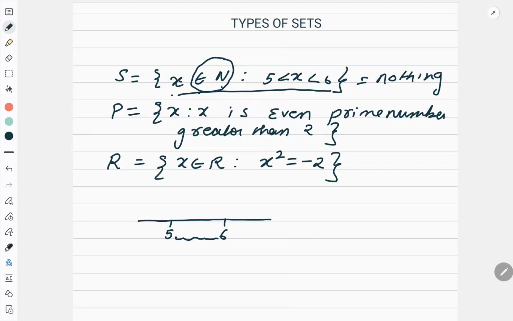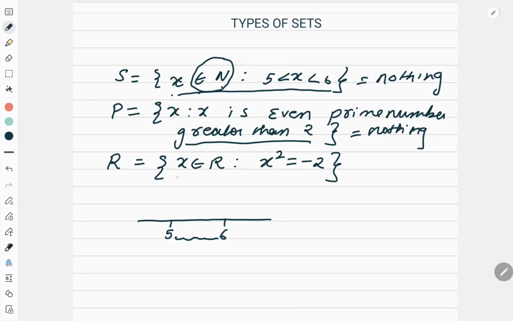Correct. Now look at the second example. x is an even prime number greater than 2. Now you list out all the prime numbers. You will observe all prime numbers are odd, because they have specifically mentioned greater than 2. So in this case also I have nothing.